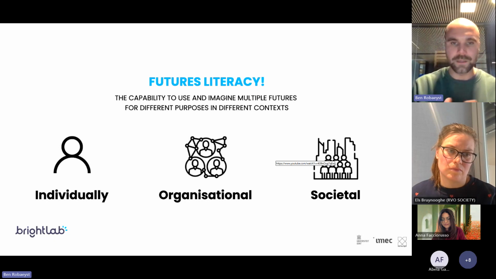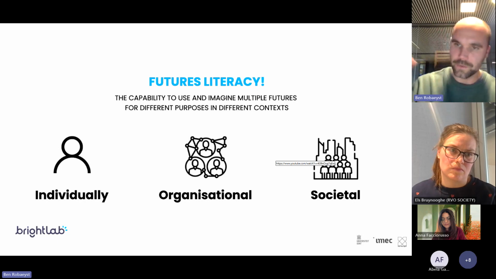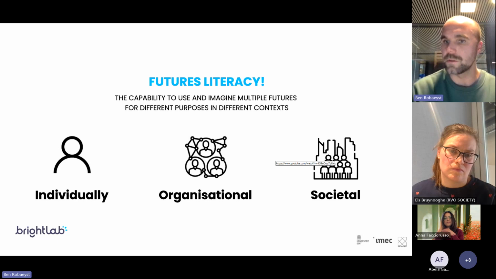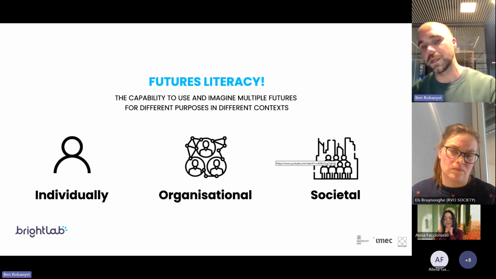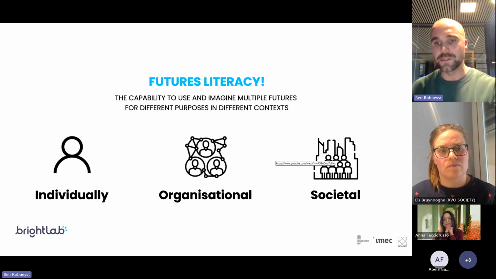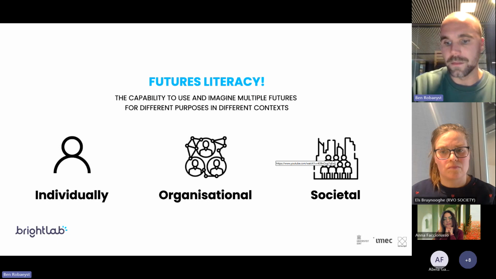We can think about it from an organizational perspective. For example, certain organizations can say, okay, we want to discover a certain market, but what is the best market? What kind of product do we actually need to develop? But we can also think about the future or apply futures literacy on a societal level. So we can think about what do we want as a society in the future.